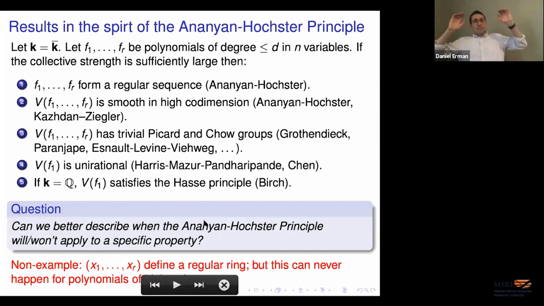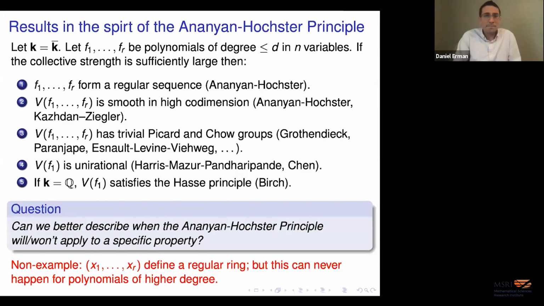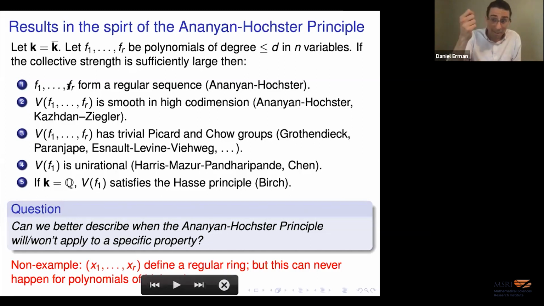Great. All right. So before we go to the proof, I want to note that there are a number of results in the spirit of this principle that we've come across since Ananyan-Hochster's paper. The idea is that if the collective strength of your polynomials is sufficiently large, then you get many instances of this principle. Many properties of independent variables pass to ideals of polynomials of high strength. So we've already said they form a regular sequence. Polynomials of high strength form a regular sequence. This was mentioned on the previous slide.